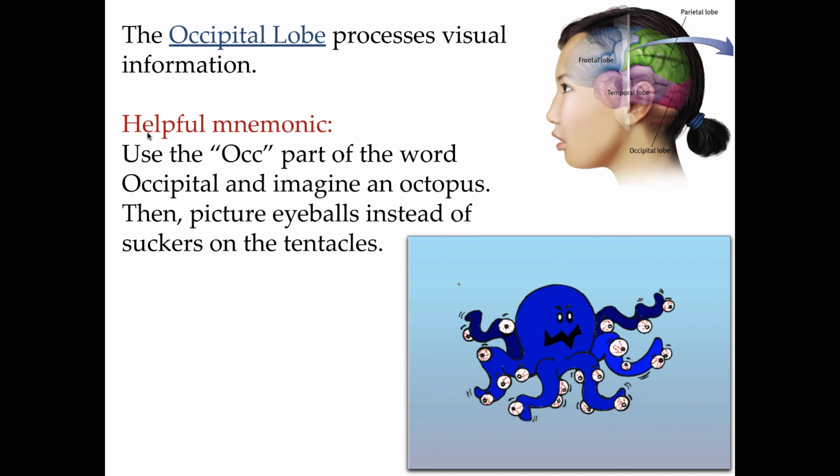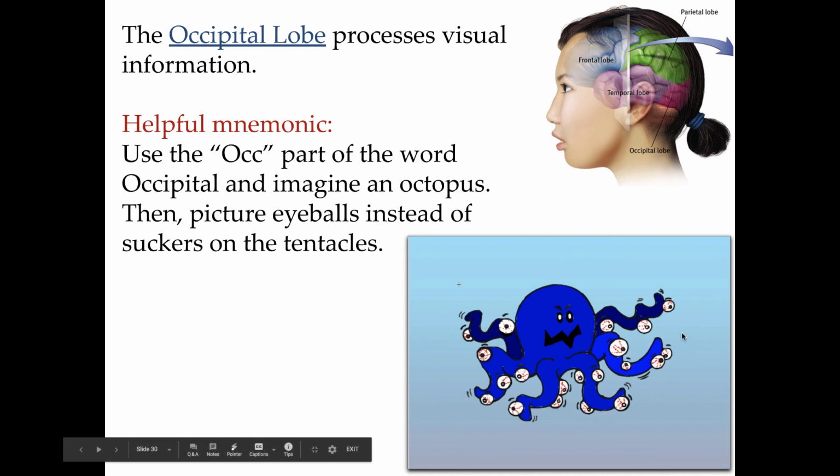A helpful mnemonic: use the oc part of the word occipital and imagine an octopus, and picture eyeballs instead of suckers on the tentacles. And maybe that'll help you remember the occipital lobe.